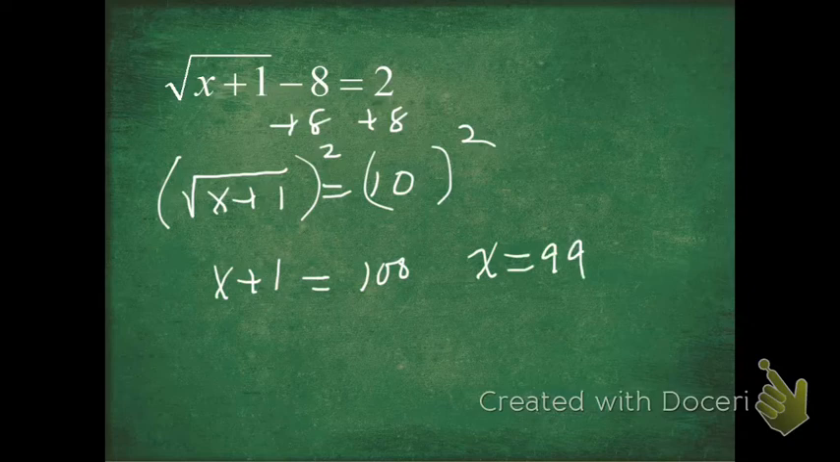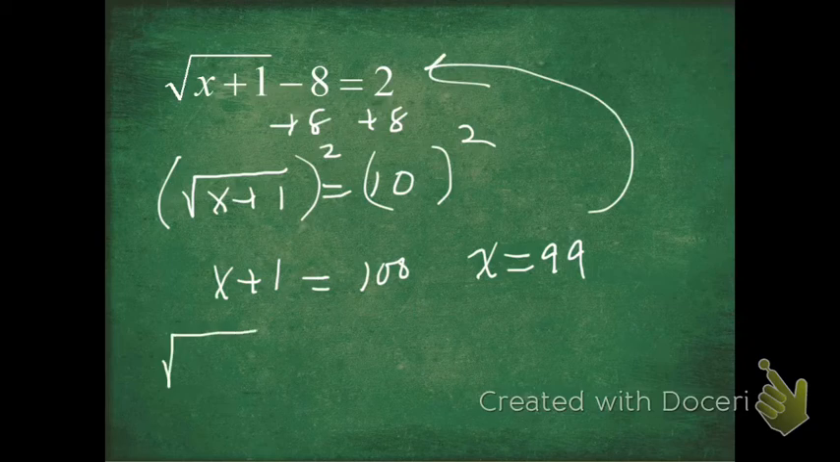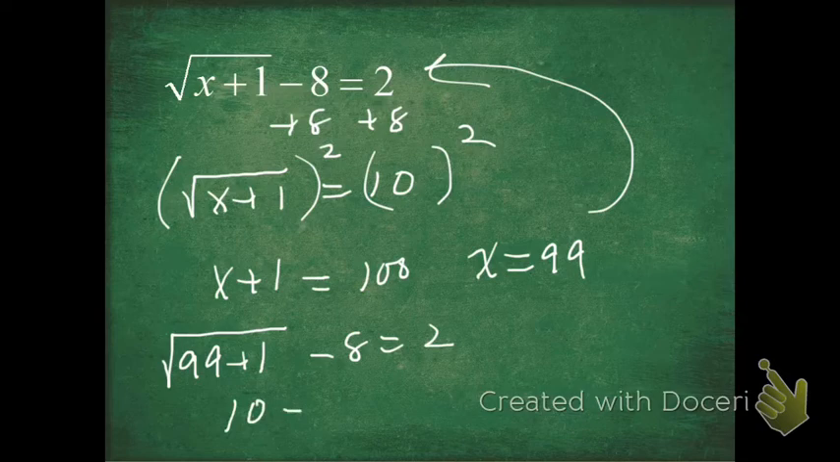All right, now we need to check it. You go back to the original equation. Is the square root of 99 plus 1, take away 8, equal to 2? Well, 99 plus 1 is 100. The square root of 100 is 10. And 10 take away 8 is equal to 2. So again, our answer checks. It works.